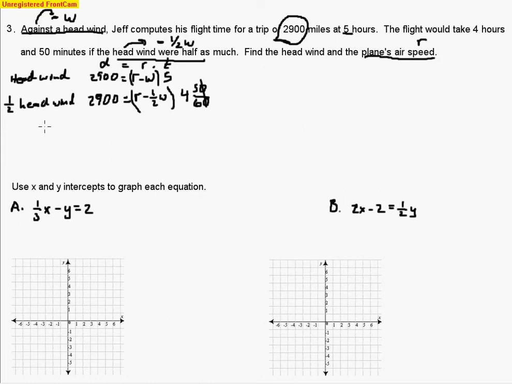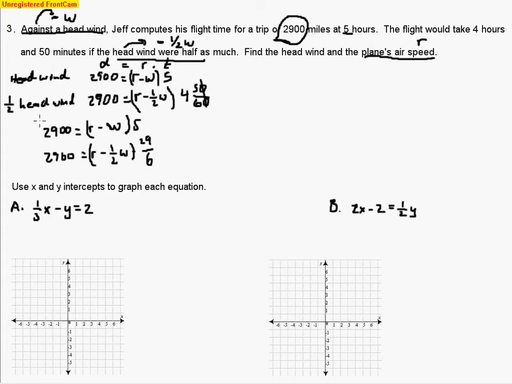So let's go ahead and rewrite our problems here. 2,900 equals R minus W, and then times 5. And then over here I'm going to rewrite this as 2,900 equals R minus 1/2 W, and then multiply this by, now I'm going to change this mixed number to an improper fraction. So it's 24 plus 5 makes 29/6. Again, when they're doing these problems, they usually work out fairly cleanly, and this one does as well.